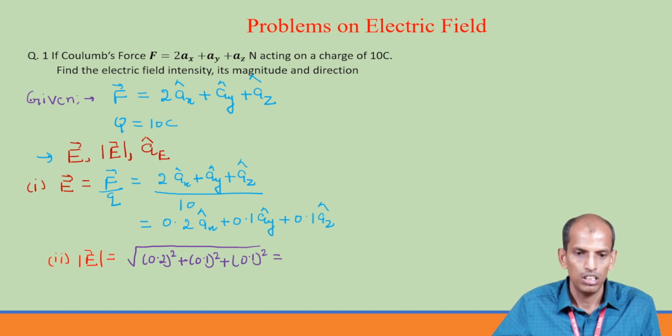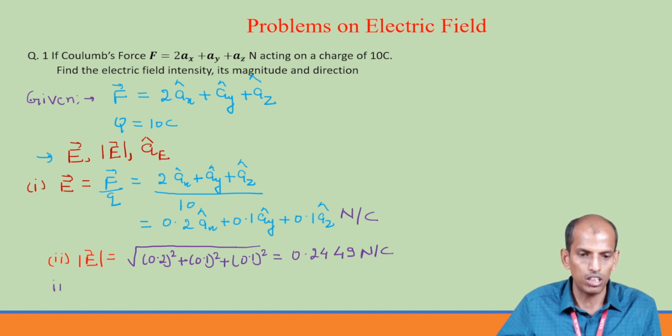One more thing, I have missed out the units here. Units must be there. It should be Newton per coulomb. Then the mod of this, if you compute, you will get a value like 0.2449. That is the mod. Again, this one will also be Newton per coulomb. And last but not least, I have to compute aE. That's the other quantity I am interested in.